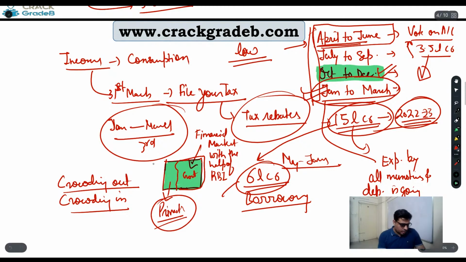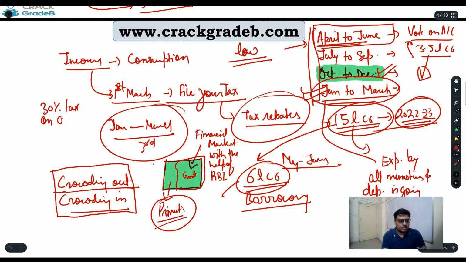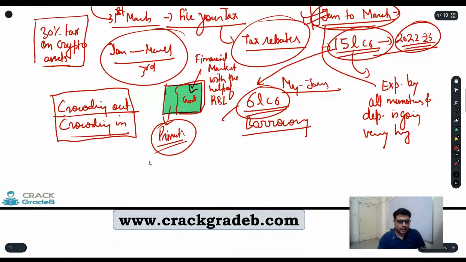Okay. Yes, yes, Bharat, very good. GSS, gilt, bonds, debentures. Now understand what crowding out and crowding in are. When the government announced 30% tax on crypto assets, right?